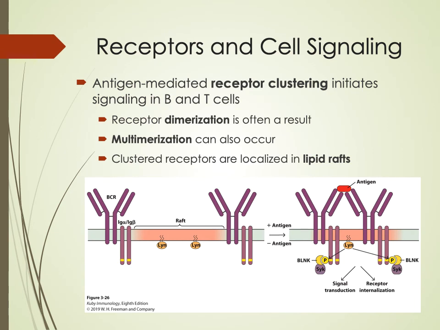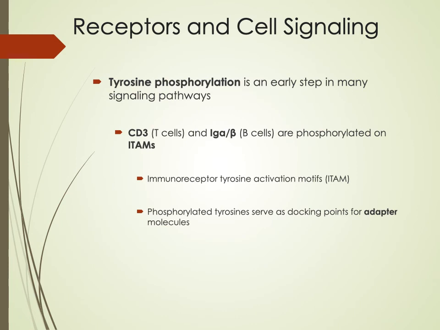Even though I've already foreshadowed some of the receptor and cell signaling that happens in the immune system, I just want to go through some examples. We talked about the B cell receptor and how it will dimerize and then even multimerize together, so they get this receptor clustering, and that receptor clustering, when antigen is bound, leads to signal transduction occurring. A lot of times this clustering of receptors occurs on lipid rafts. We can also get tyrosine phosphorylation. This is an early step that's found in many signaling pathways.